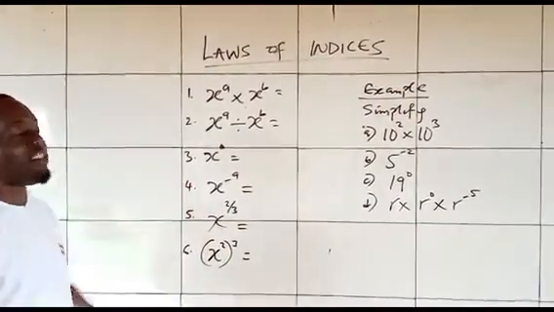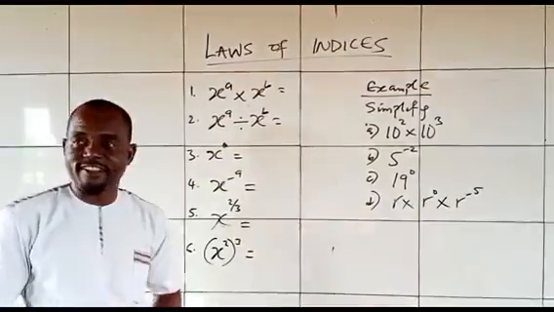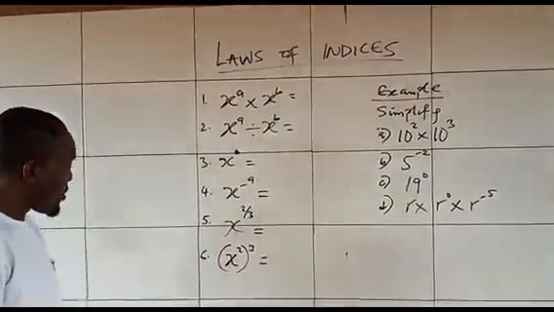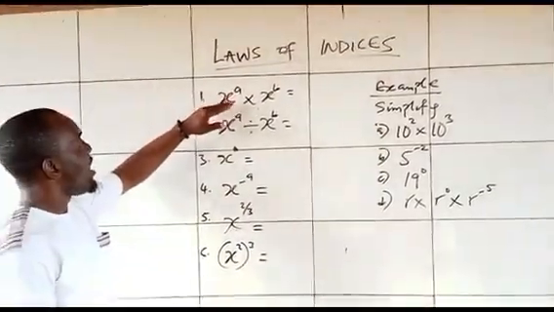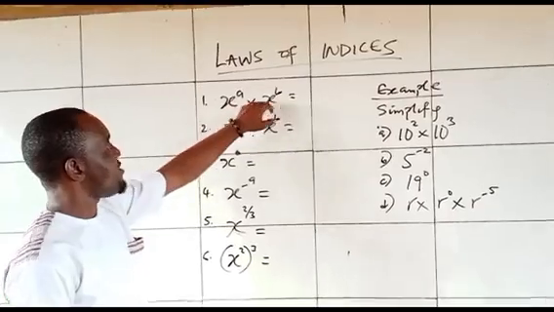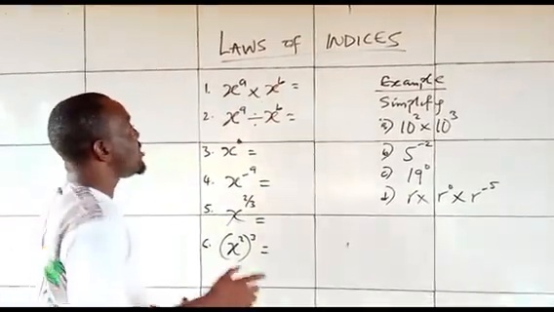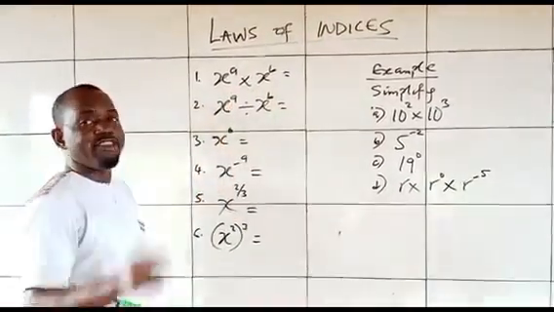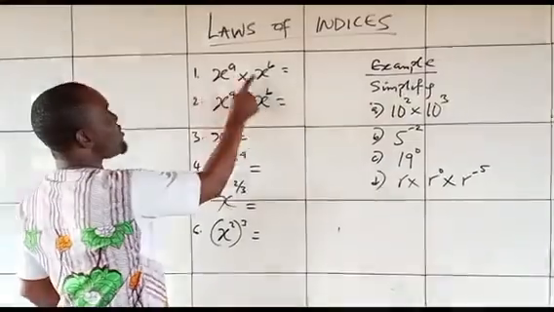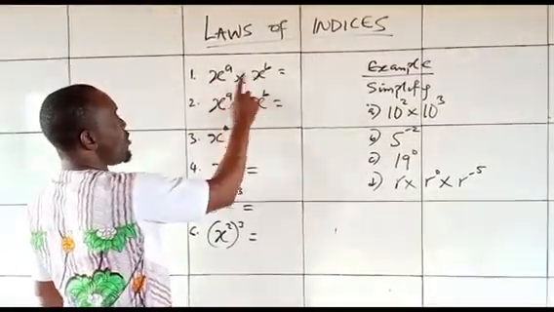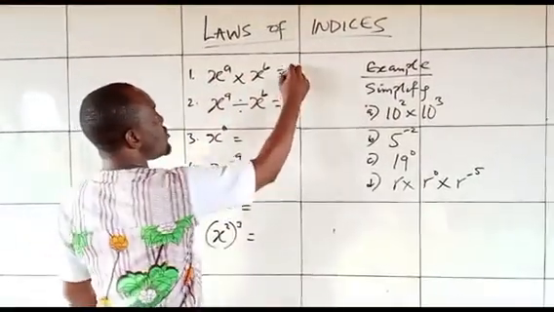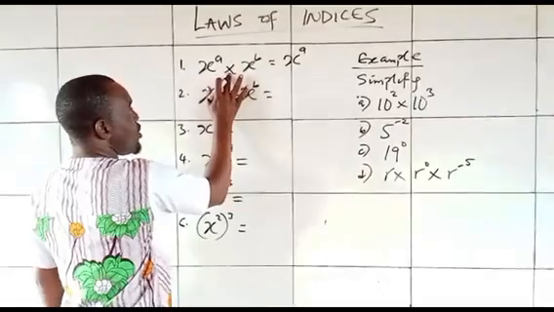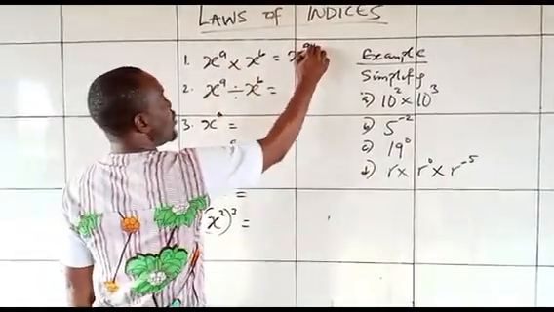Today we are going to be looking at laws of indices. We have about 6 laws of indices here. Now the first one is this: x raised to power a times x raised to power b. In laws of indices, multiplication becomes addition. Since we have the same x, we pick one x, then a raised to power a times becomes plus b.